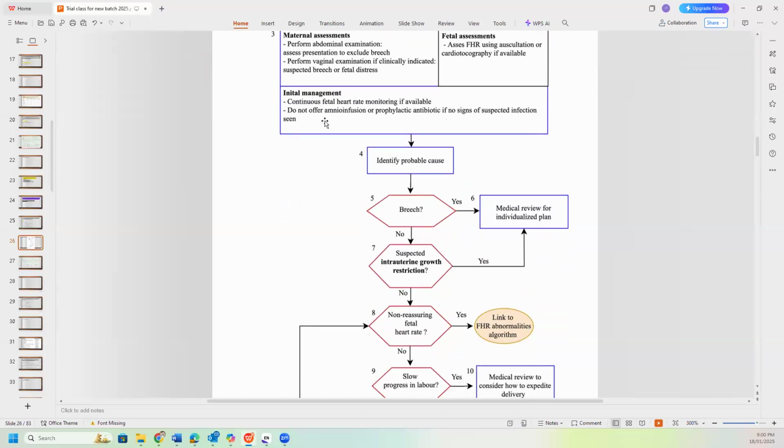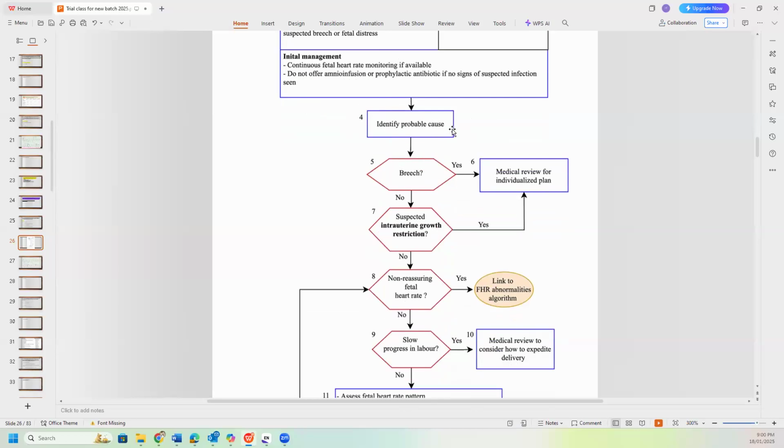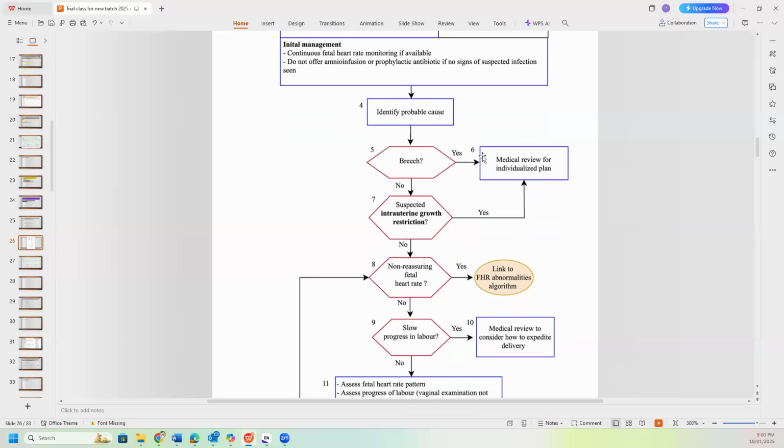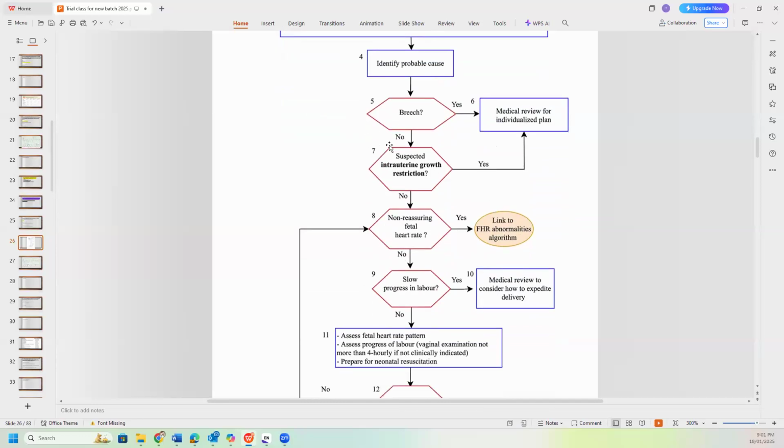Initial management is continuous fetal heart monitoring. You don't give antibiotics or offer augmentation if you think there are no signs of infection. If you identify a probable cause, like breech, then you can individualize the plan depending on the gestation period. For example, if it's term, then you can do a cesarean section. If you don't know it's breech and meconium-stained liquor is there, and you are suspecting intrauterine growth restriction, then you can do an ultrasound to assess that.